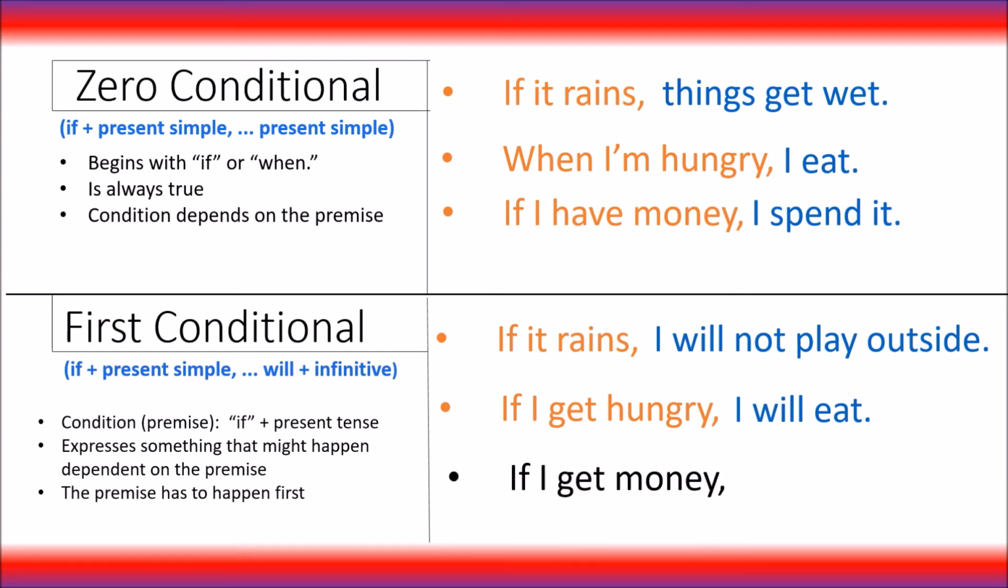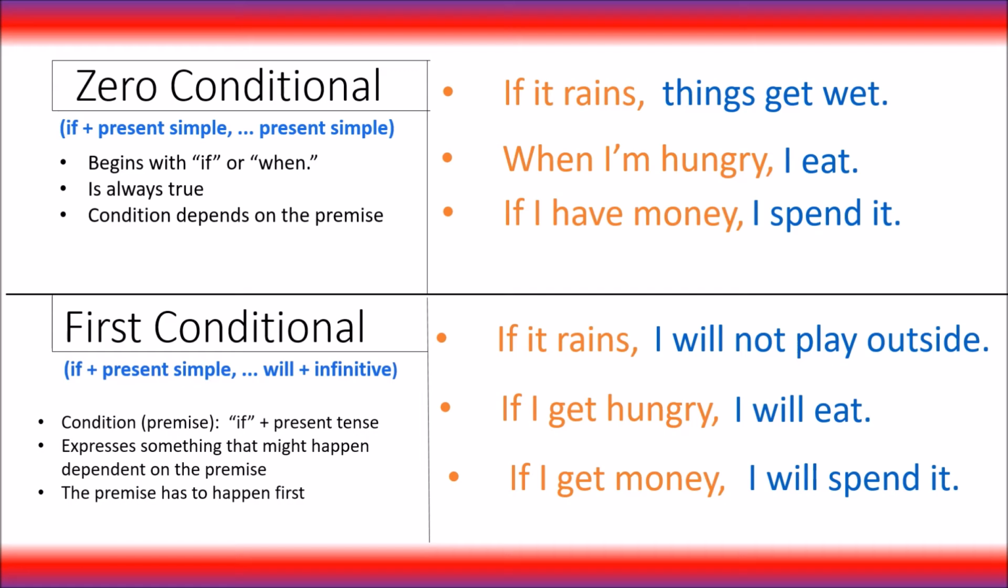All right, next one. If I get money, I know all of you can tell the future, so you know what's going to happen next. If I get money, I will spend it. So the premise is if I get money, and what happens, I will spend it. And we could flip these as well. I will not play outside if it rains. I will eat if I get hungry. I will spend it if I get money. Or I will spend money if I get it.